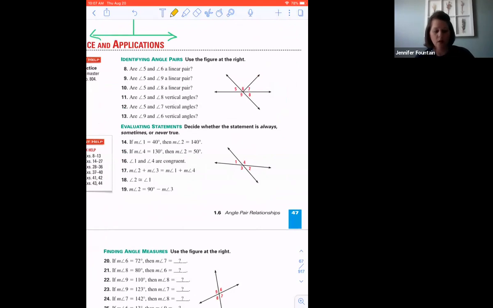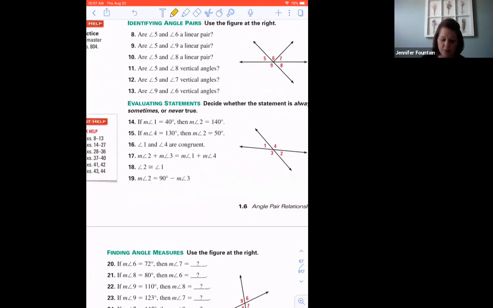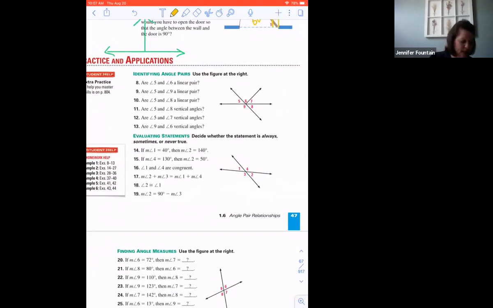Okie doke. Let's go ahead and take a look at homework for this section. Let's look at our time. We are at 10:07, so we are rocking right along. Okay, so we are going to be on page 47 for homework. So page 47, let's do 8 through 18 evens.